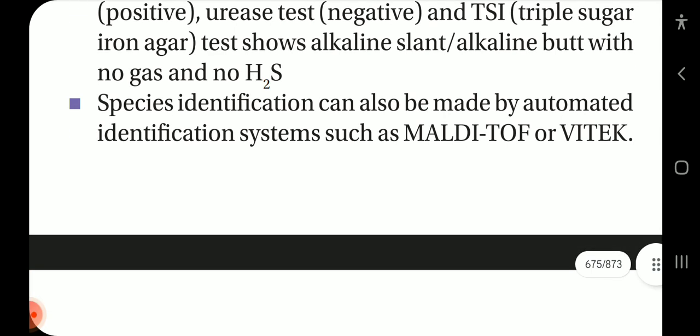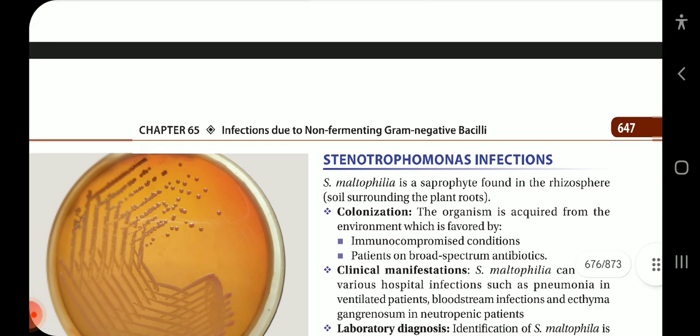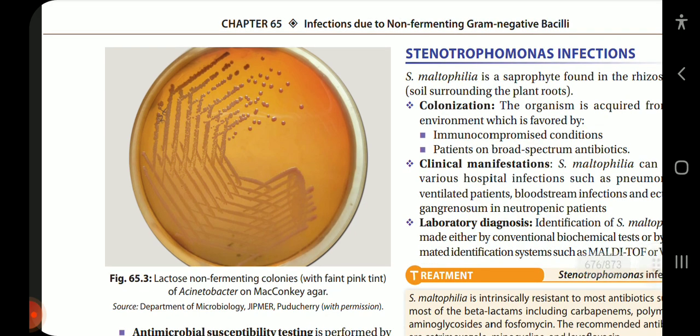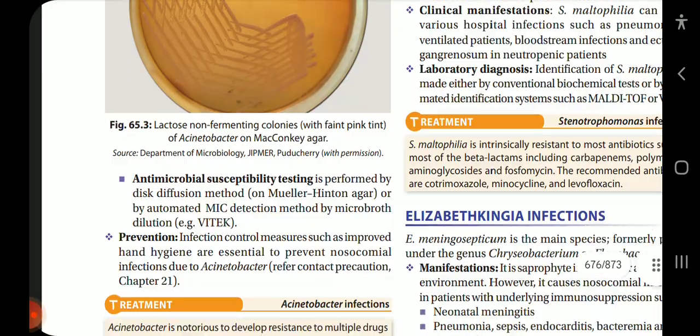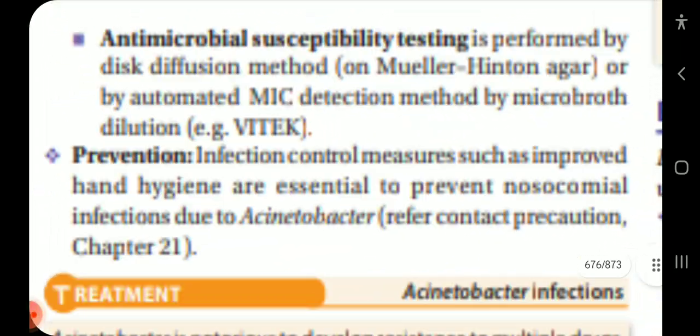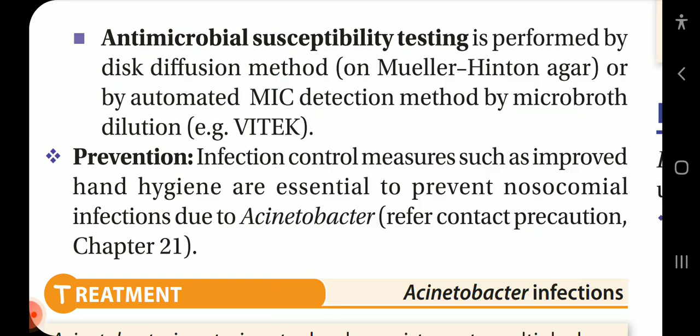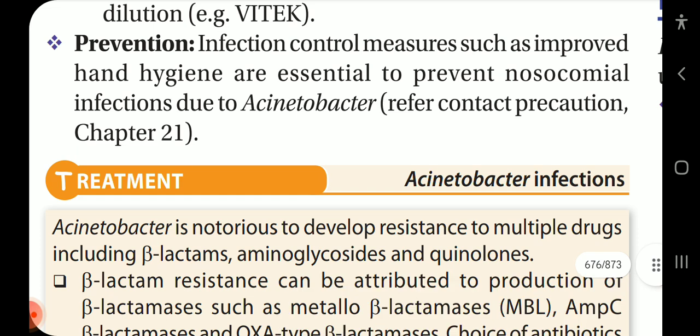Species identification can also be made by automated identification systems such as MALDI-TOF or Vitek. In this figure, we can see the lactose non-fermenting colonies with faint pink tint of Acinetobacter on MacConkey agar. Antimicrobial susceptibility testing is performed by disk diffusion method on Mueller-Hinton agar or by automated MIC detection method by microbroth dilution, for example Vitek. Prevention: infection control measures such as improved hand hygiene are essential to prevent nosocomial infections due to Acinetobacter.